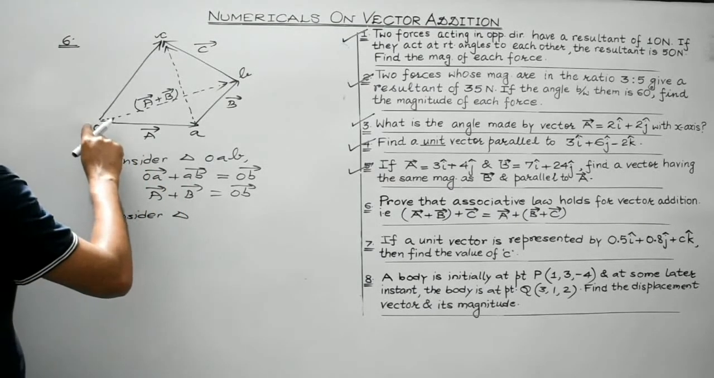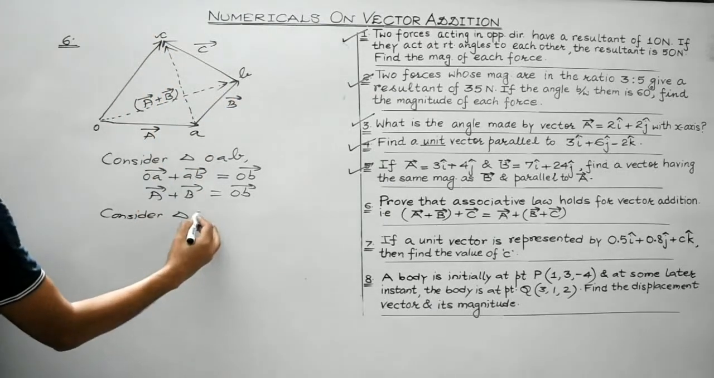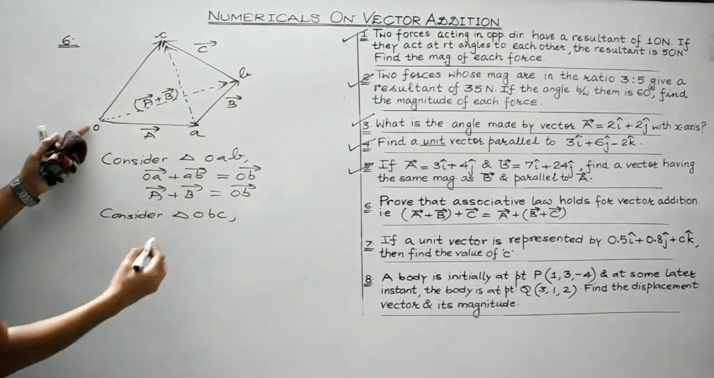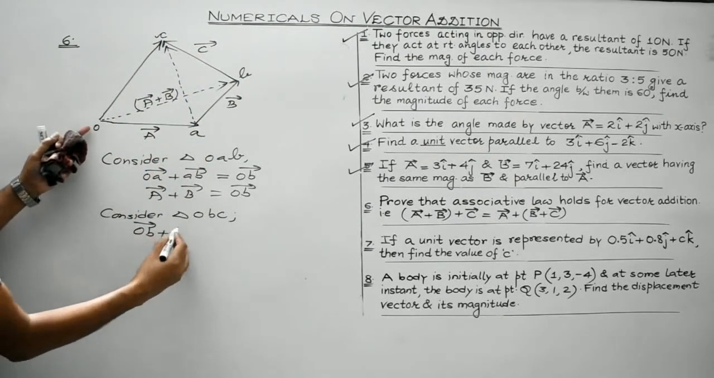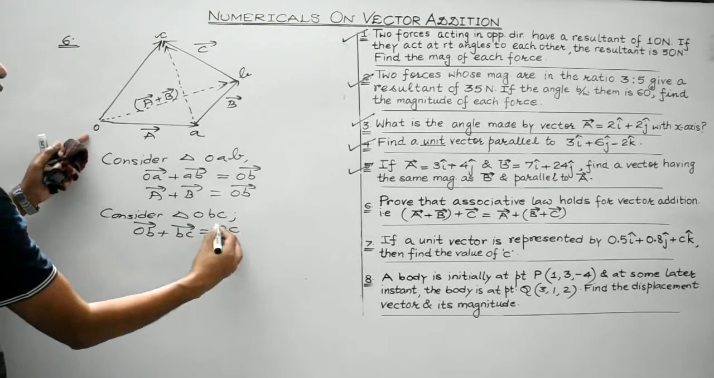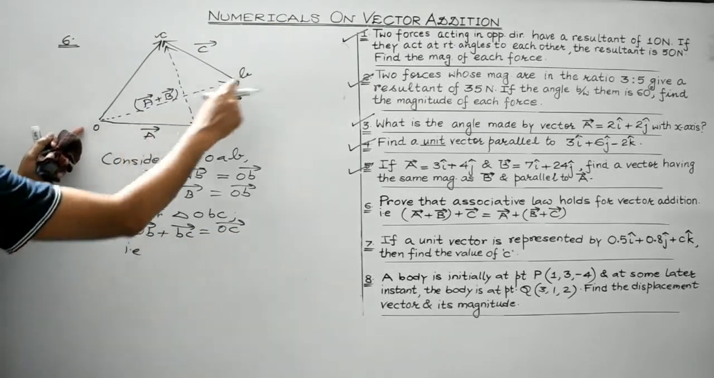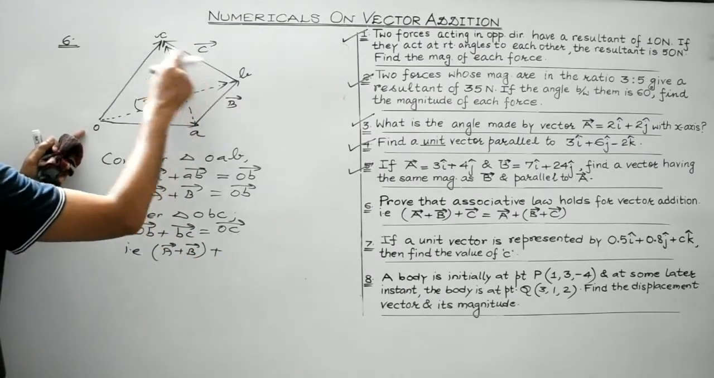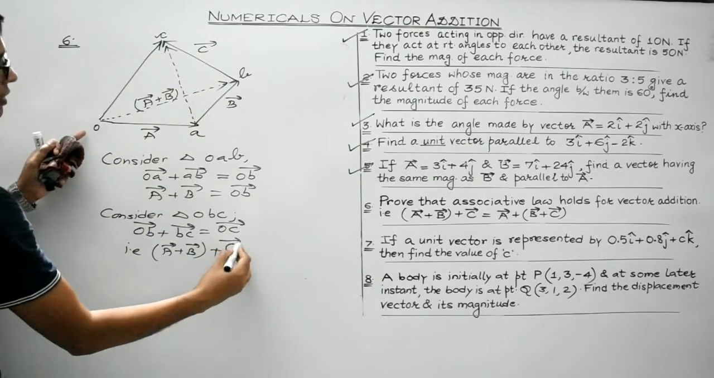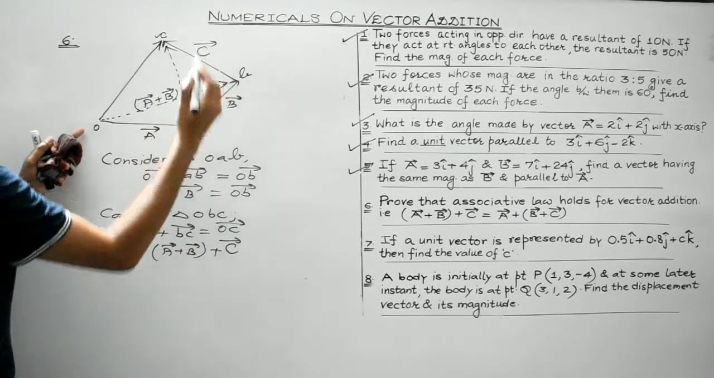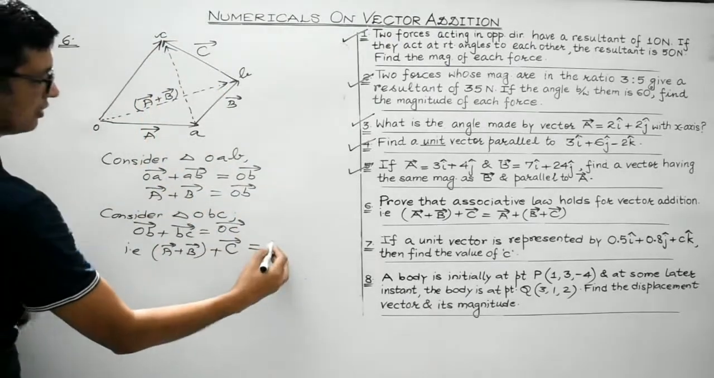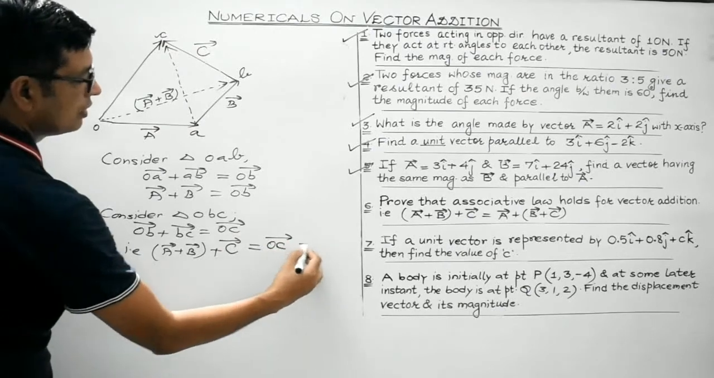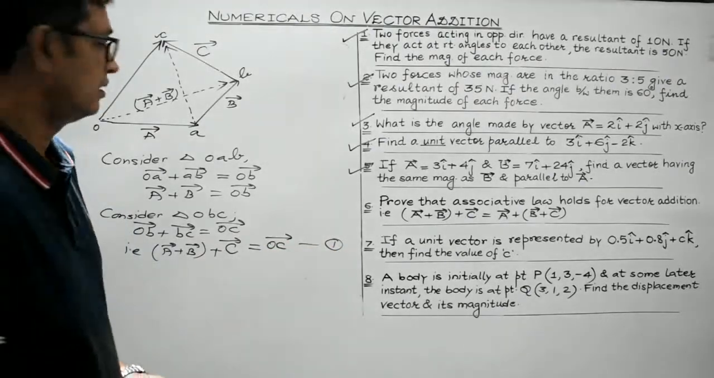Now consider triangle OBC. Again, let's make use of the triangle law of vector addition. So it will be OB vector plus BC vector. It will be equal to OC vector. That is, OB vector is A vector plus B vector, plus BC vector which is C vector. This is capital C. It is equal to OC vector, right? Put this as equation number 1.